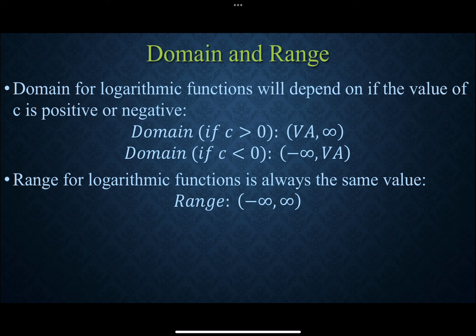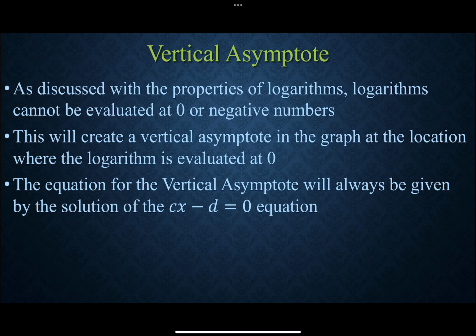If c is positive, we're going to go from the vertical asymptote to infinity. Whereas if c is negative, we're going to go from negative infinity to the vertical asymptote. Unlike the horizontal, the vertical asymptote is not the e, it's also not the d value. We're going to see what it is in the next slide. Range will be all real numbers, so negative infinity to infinity. The vertical asymptote will be found by solving the equation cx minus d equals 0.